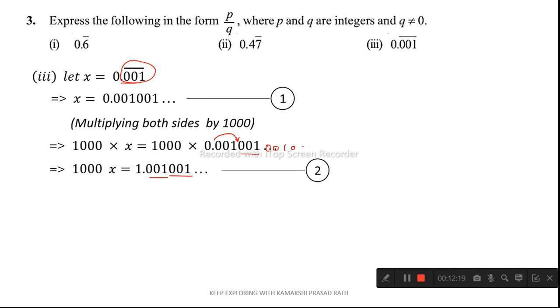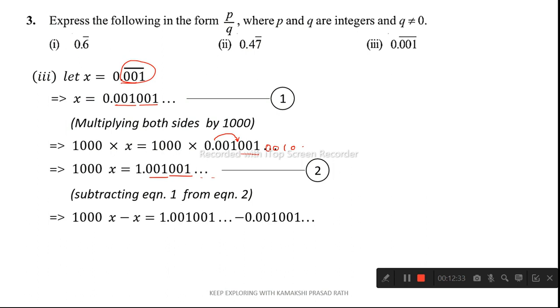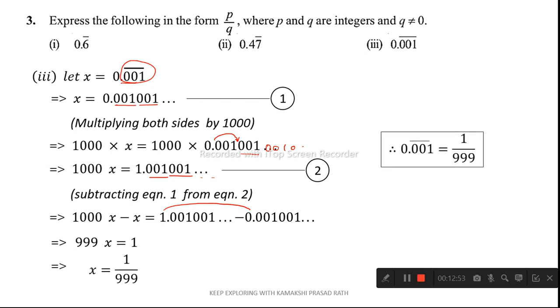Now can we subtract 1 from 2? Yes, we can subtract, because just focus on the decimal part. Here also 001, 001 is there, and here also we have 001 and 001 and so on. So when we subtract, we get 1000x minus x, subtracting left with left and right with right. So 999x equals 1, as we are just subtracting the number part, 1 minus 0 becomes 1. So x can be written as 1 by 999. So the value of 0.001 with the bar equals 1 by 999.